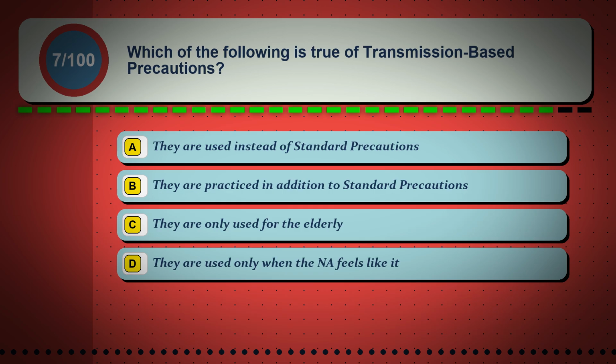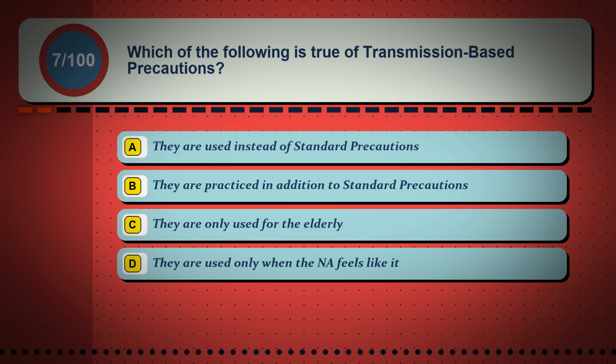Question 7. Which of the following is true of transmission-based precautions? Option A. They are used instead of standard precautions. Option B. They are practiced in addition to standard precautions. Option C. They are only used for the elderly. Option D. They are used only when the NA feels like it.